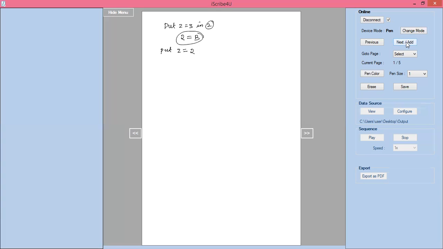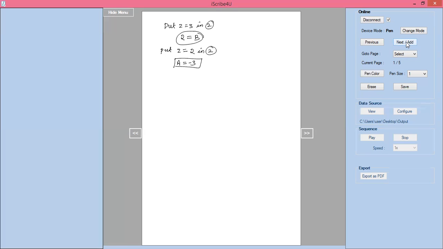Next, put z equal to 2 in equation number 2. 2 minus 2 is 0, so the b term vanishes. 2 minus 3 is minus 1, and 5 minus 2 is 3. So you will get a equal to minus 3, not plus 3, minus 3. Right. So a is minus 3.